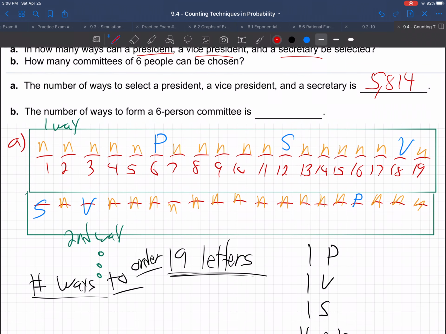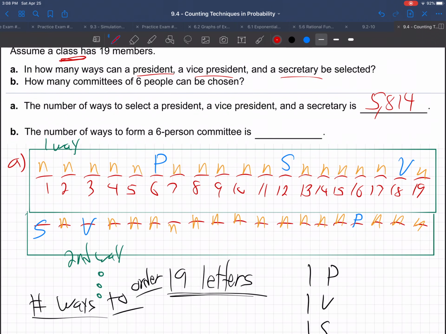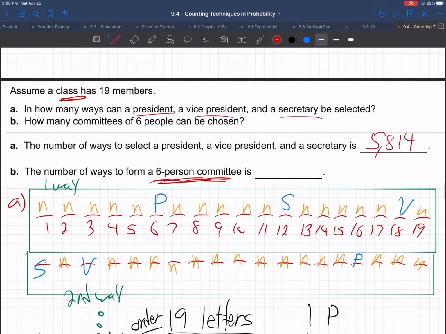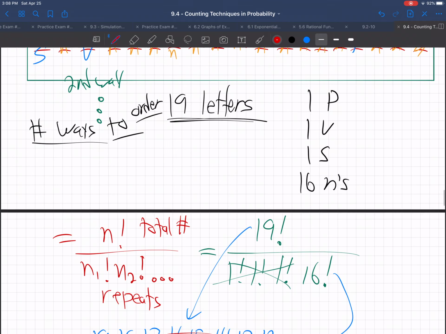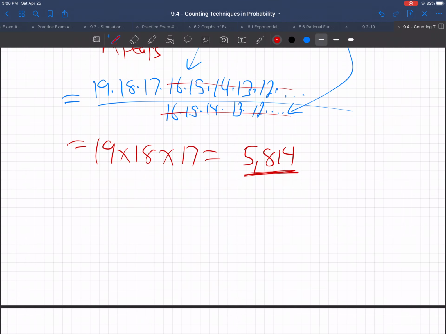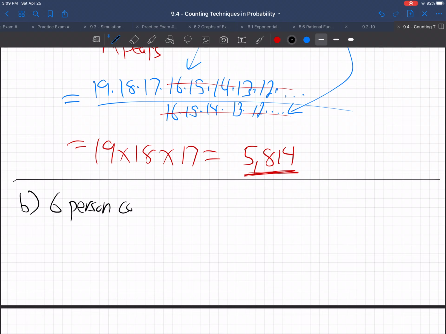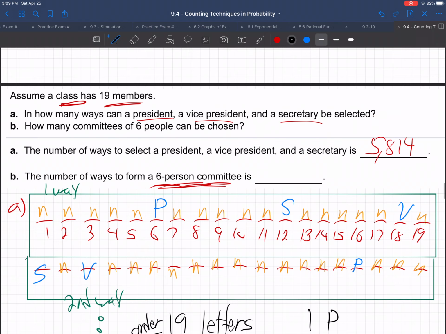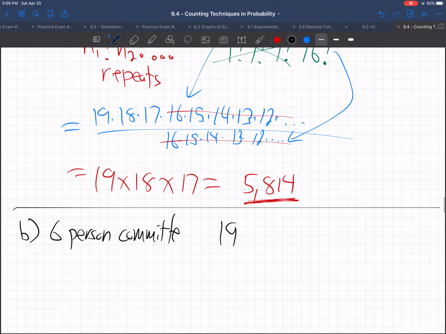5,814. Now part B, the number of ways to form a 6-person committee out of 19 members. So let's try that. To form a 6-person committee, and you have 19, was it 19? Yeah, 19 members in the class, right?